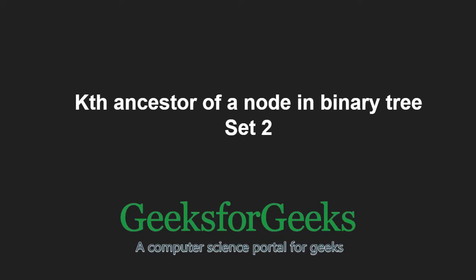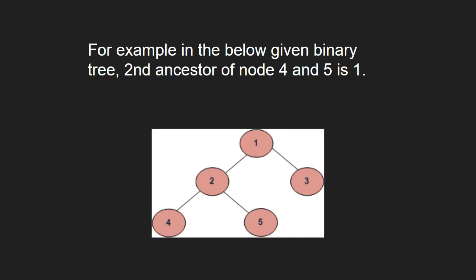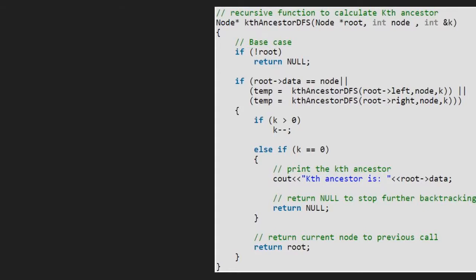In this video, we are going to understand the program which finds the kth ancestor of a node in a binary tree. First, let us take an example. For example, in the below given binary tree, second ancestor of node 4 and node 5 is 1. Now, let us see the algorithm. Let us also have a sample tree to test our algorithm.